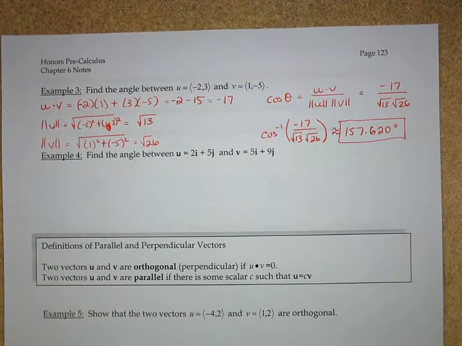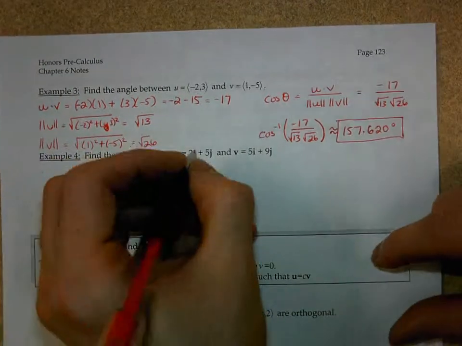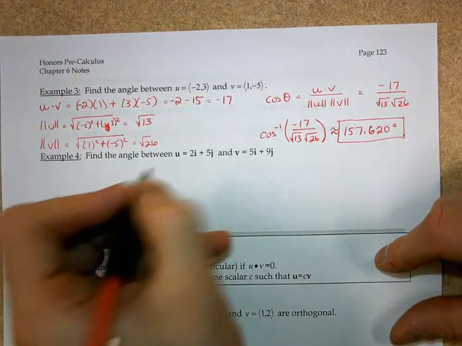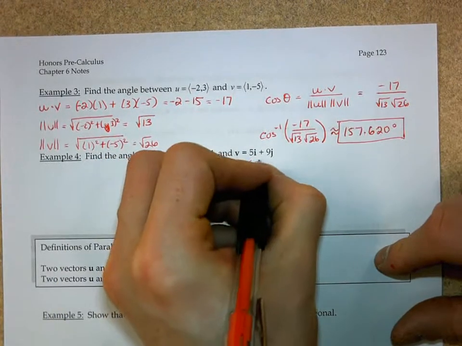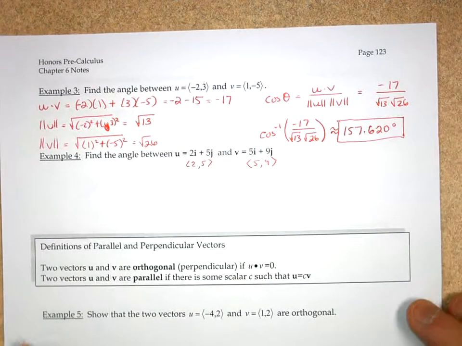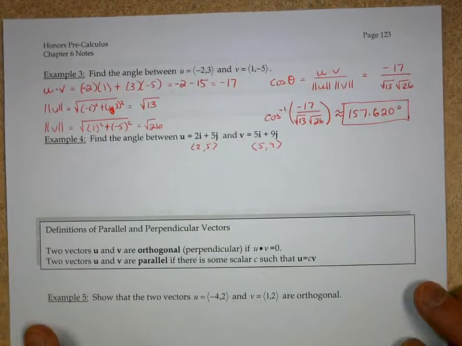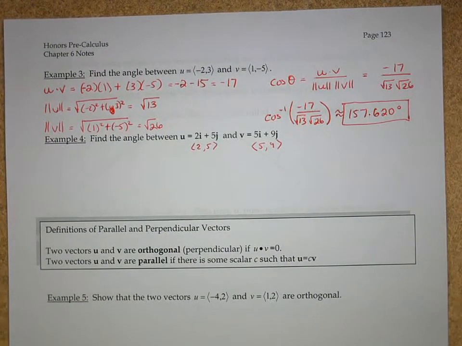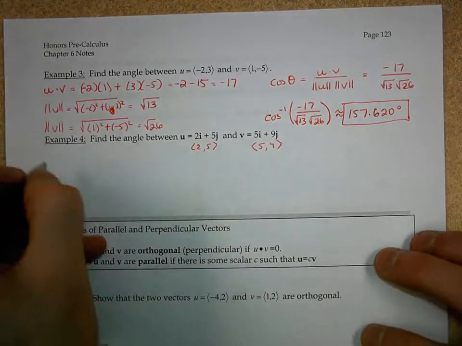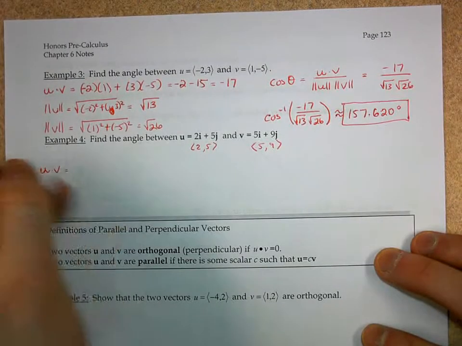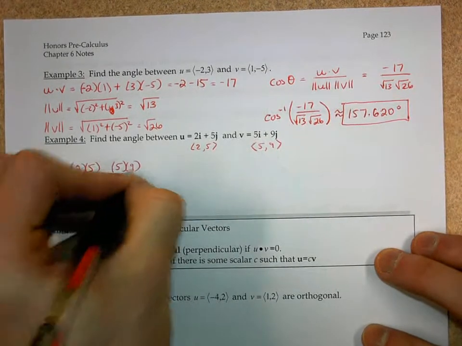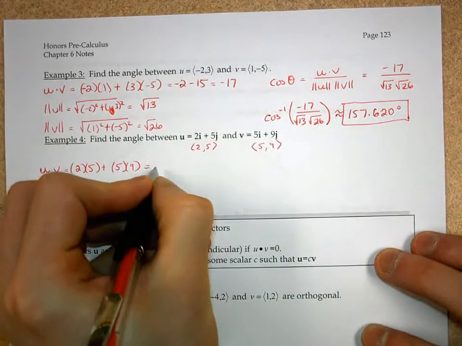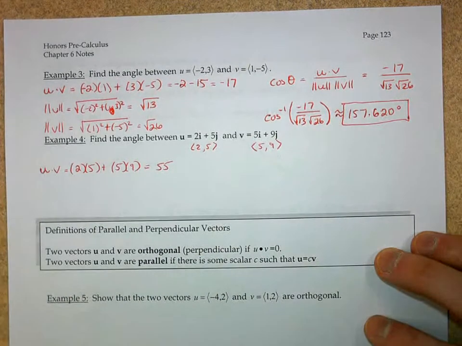The second example just has our vectors written as linear combinations. So the first thing I want to do right here is write it in component form if I can't do that conversion in my head. So this is going to be 2, 5, and this is going to be 5, 9. So once again, to find the angle between, I need to find the dot product. I need to find the magnitude of u and the magnitude of v. So first, the dot product, multiply the x's, multiply the y's, and add the result, which is going to give me 55.